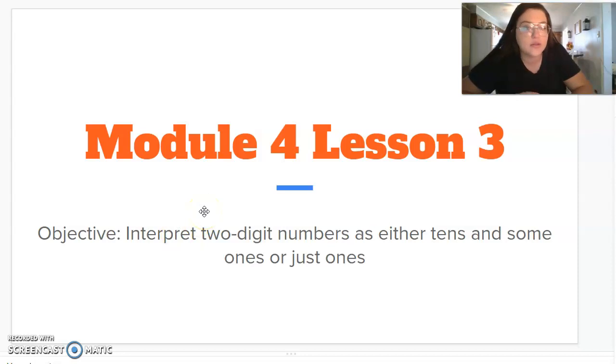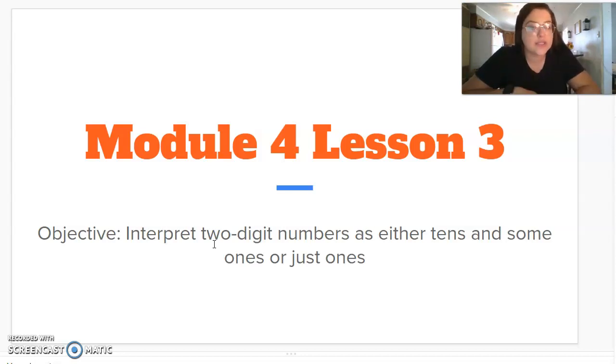This is Module 4, Lesson 3. Our objective for today is to interpret two-digit numbers as either tens and some ones or just ones. Yesterday I discussed in the live that two-digit numbers are numbers that have two digits in them to make one number. So you might have, say, 29. 29 is one number, but it has two digits, 2 and 9, that make up 29.